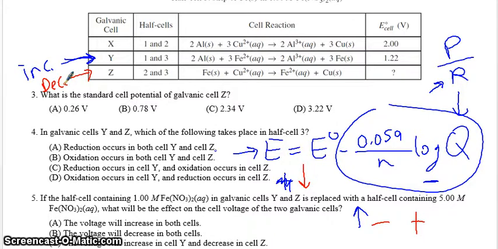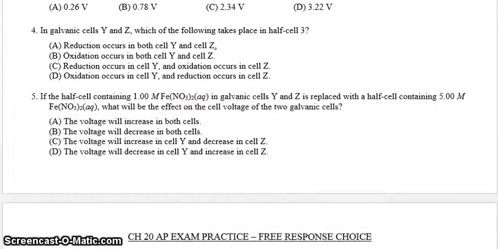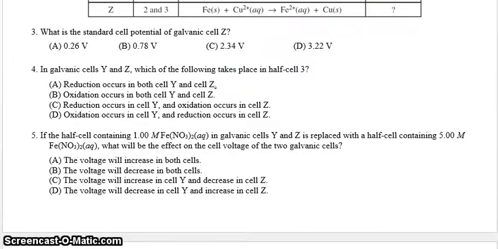So the voltage will increase in Y and decrease in Z, and that is C. So essentially we're just applying the Nernst equation to our half cells. So hopefully that was it for this lesson. All right, so think through them and make sure you understand what these concepts are referring to.